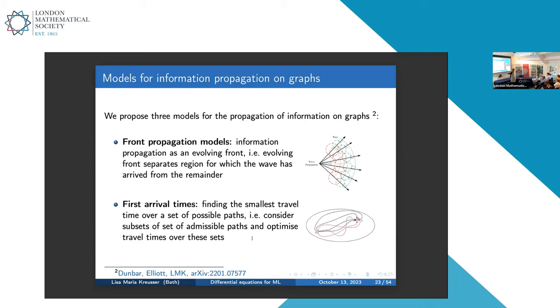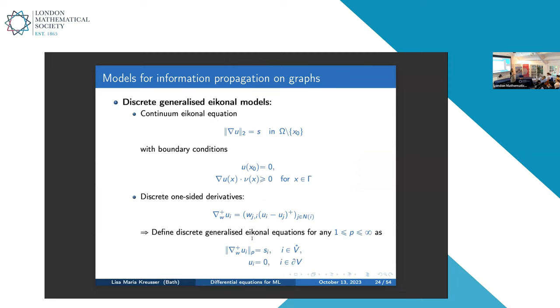And last but not least, we can also consider appropriate discretizations of eikonal equations. So in the continuum setting, it's most common that one considers the two-norm of the gradient of u, but in fact, one can also consider generalizations, for instance, in the p-norm. And here, gradient plus denotes the discrete one-sided derivative, as whenever we're in the graph-based setting, we need to discretize those gradients accordingly.